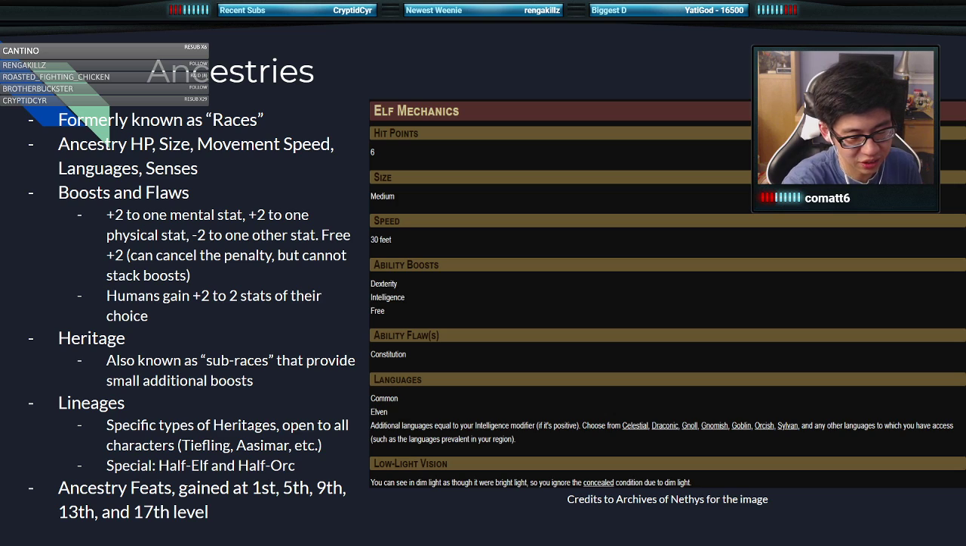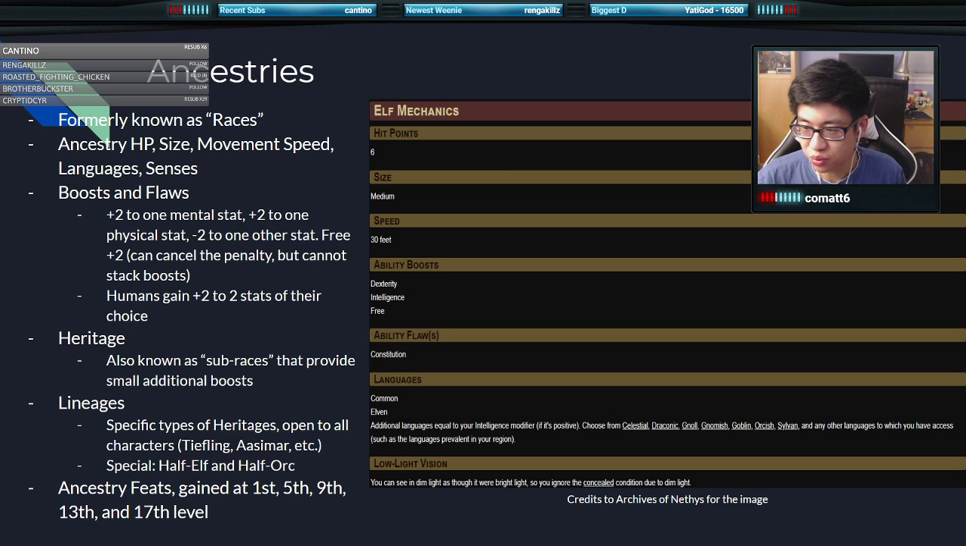Movement speed. So movement speed is different in Pathfinder 2nd Edition as opposed to Pathfinder 1st. The default movement speed in Pathfinder 1st was 30. In Pathfinder 2nd Edition, it's 25. Elves are lucky in that they start with 30-foot movement speed in order to reflect their long limbs, and dwarves are still stuck with 20 because they're dwarves.